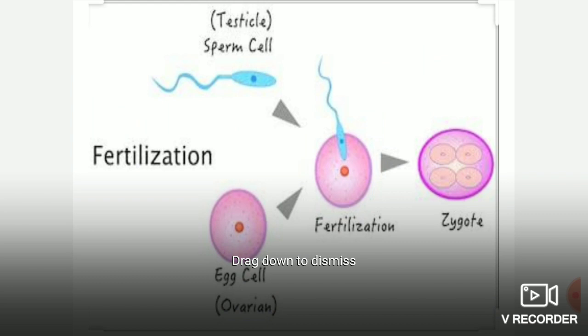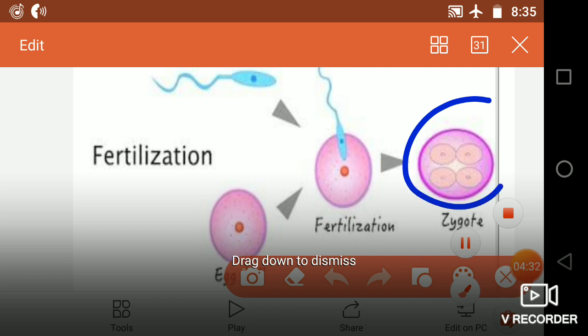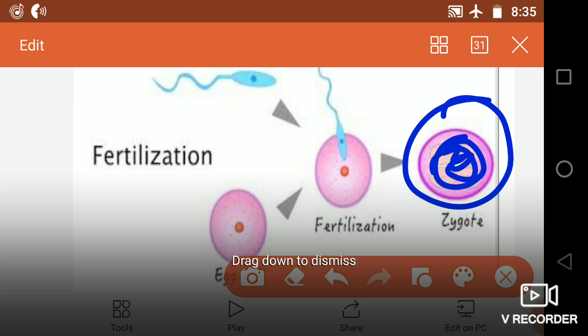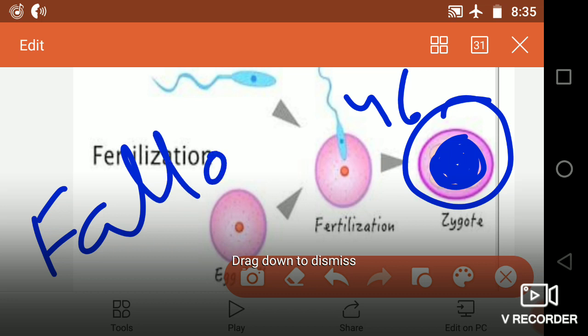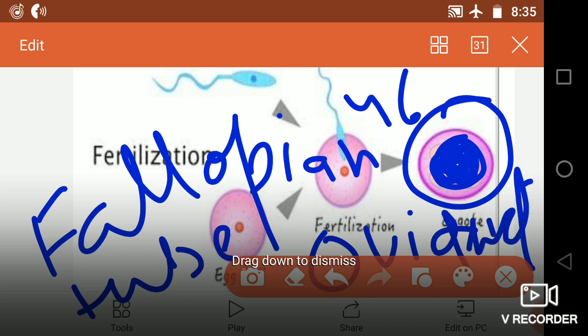After that, the zygote which is formed will have a single nucleus with 46 chromosomes, and all this takes place in the fallopian tube, also known by the name oviduct, DUCT.